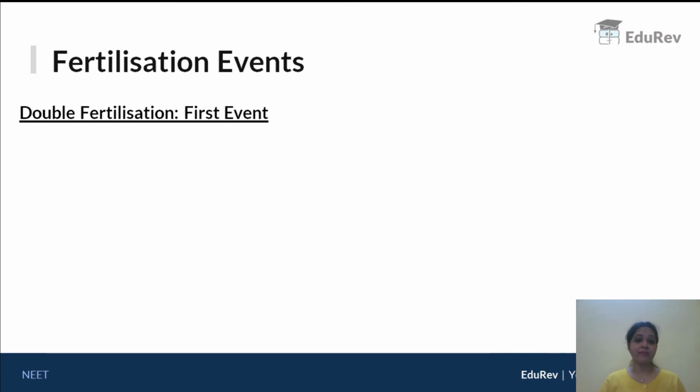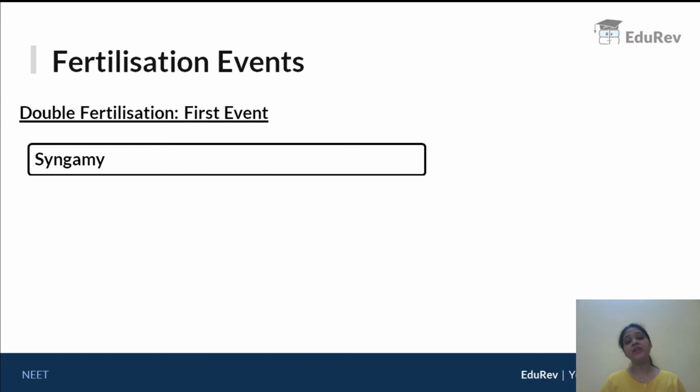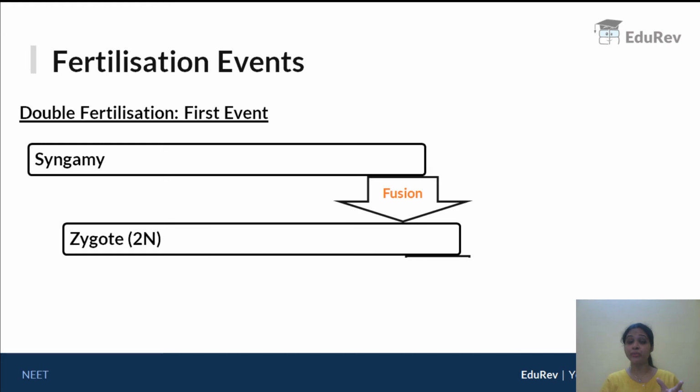Let's look at it in depth. The first event of double fertilization is called syngamy. Syngamy implies synchronized gamete fusion. So the very fact that you say synchronized gamete fusion, we are talking about a haploid egg cell with a haploid male gamete. Both of them are fusing together, so you have a fusion product resulting in a diploid zygote. This is but obvious when we have normal fertilization or normal syngamy.